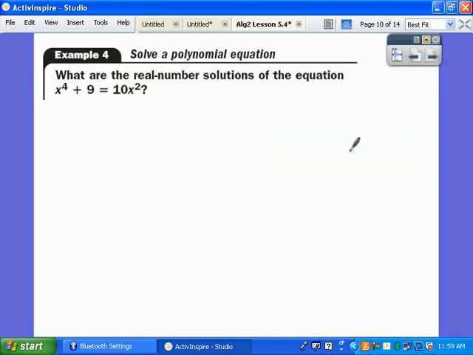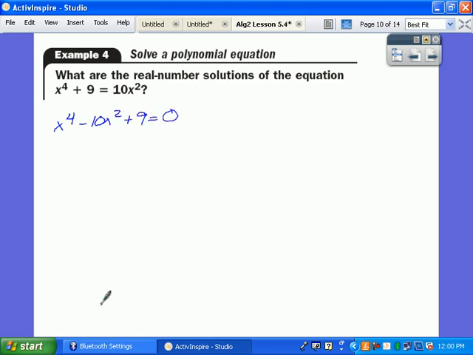All right. Let us finish off with this problem. So, this is a fourth degree equation. We never saw fourth degree equations before. By the time you leave my class today, you will have. So, I'm going to set this equal to 0. So, x to the fourth minus 10x squared plus 9 equals 0.